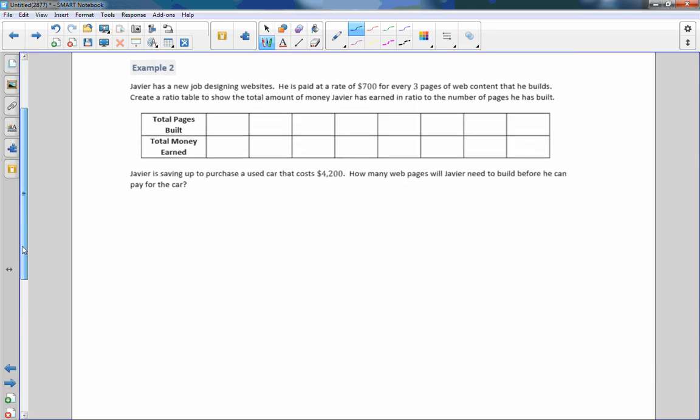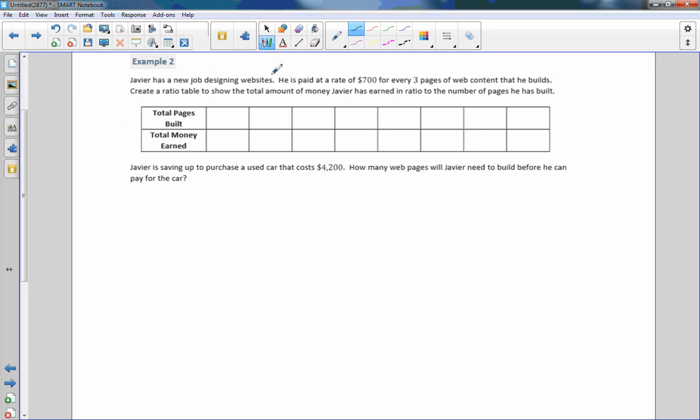Example 2. Xavier has a new job designing websites. He is paid at a rate of $700 for every 3 pages of web content. Total pages built, 3. Total money earned, $700. So that's the given, so I started the table already. Okay, so I need to continue on. It says create a ratio table to show the total amount of money Xavier earned in a ratio to the number of pages that he built.